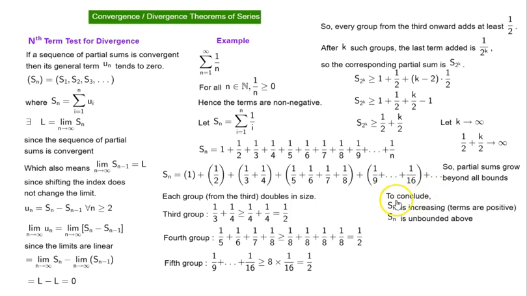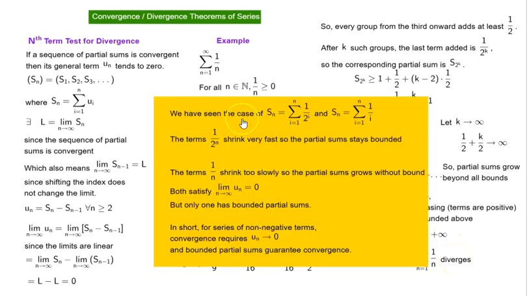So to conclude, S sub n is increasing, terms are positive. S sub n is unbounded above, which implies S sub n goes to plus infinity, and which means that the series of 1 by n diverges. To summarize, we have seen the case of S sub n equal to the summation i = 1 to n of 1 by 2 to the power of i, and S sub n equal to summation i = 1 to n of 1 by i.